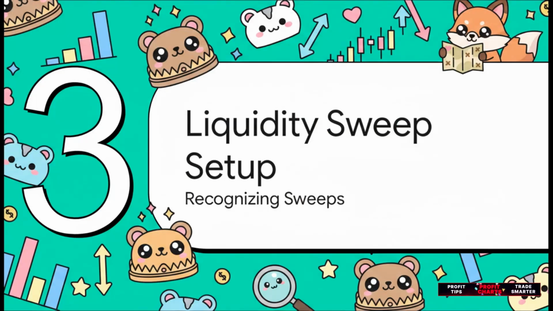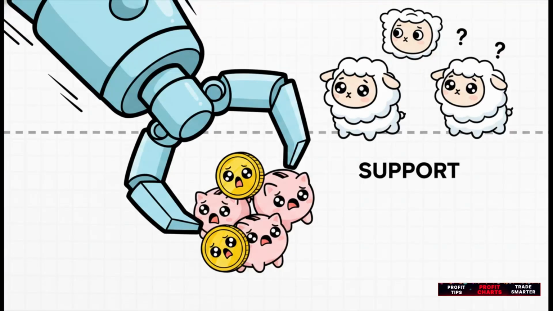All right, part 3, the liquidity sweep setup. Here is where you really have to reframe how you think about false breakouts.